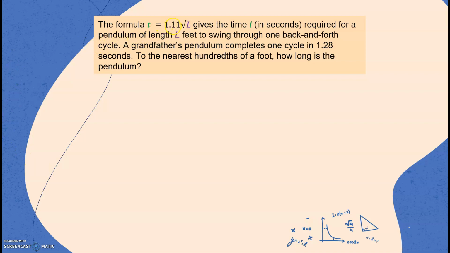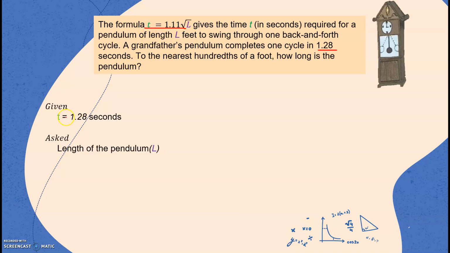The formula T is equal to 1.11 square root of L gives the time T in seconds required for a pendulum of length L feet to swing through one back and forth cycle. So a grandfather's pendulum completes one cycle in 1.28 seconds. So this is the only given. To the nearest hundredths of a foot, how long is the pendulum? So this is the given, and this is the formula. So let's identify. This is the given. What is being asked is L, the length of the pendulum.